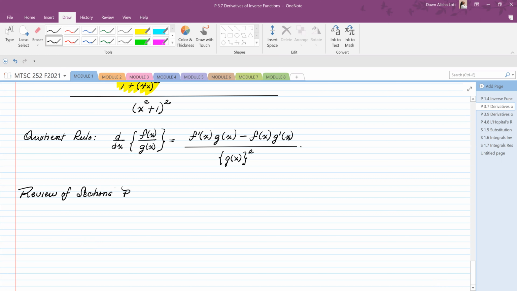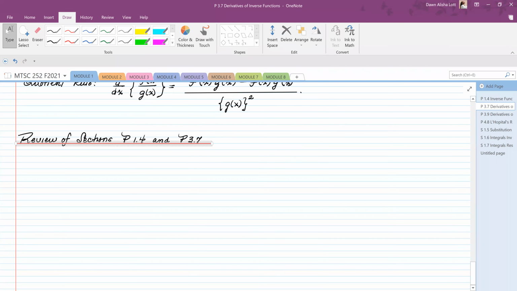So the first section was P 1.4 and P 3.7. All right, so the first problem I want to give you is I want you to actually find the inverse of this particular function.